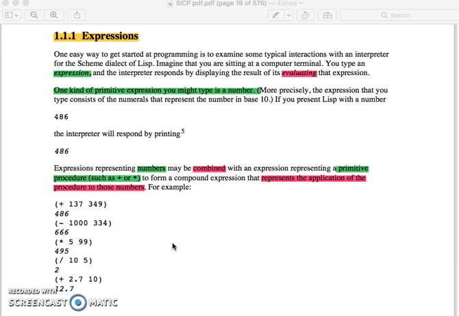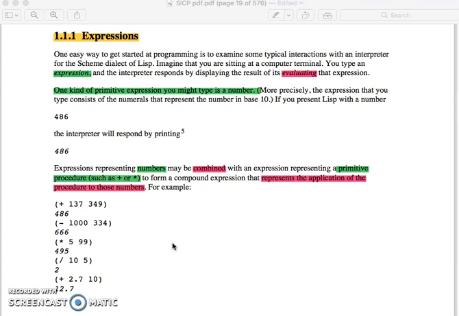1.1.1 Expressions. One easy way to get started at programming is to examine some typical interactions with an interpreter for the Scheme dialect of Lisp. Imagine you are sitting at a computer terminal. You type an expression and the interpreter responds by displaying the results of its evaluating that expression.